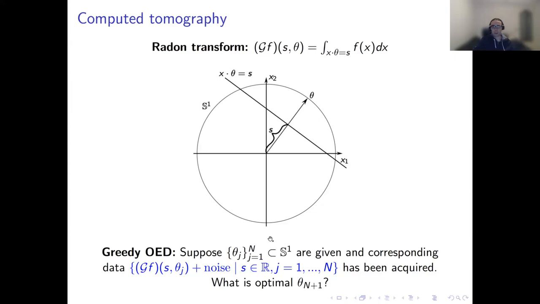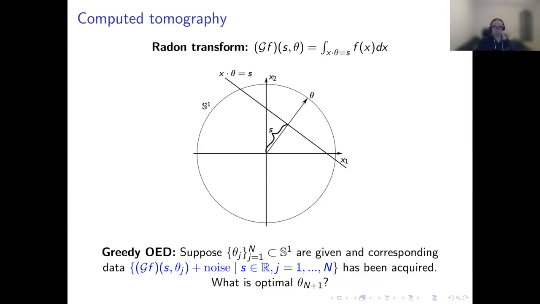So the question is, suppose we have n angles, and we have already observed our unknown from those n angles. So we have the corresponding data available. So what's the next optimal angle? In the beginning, of course, when you choose your first angle, it doesn't matter at all. But how about the next one?